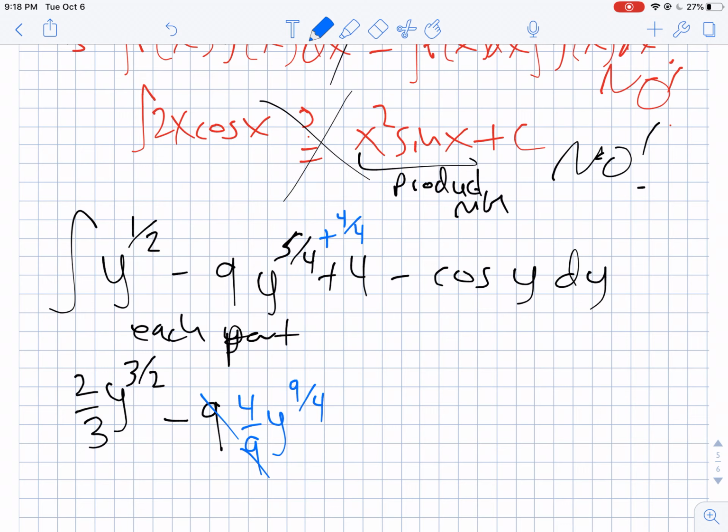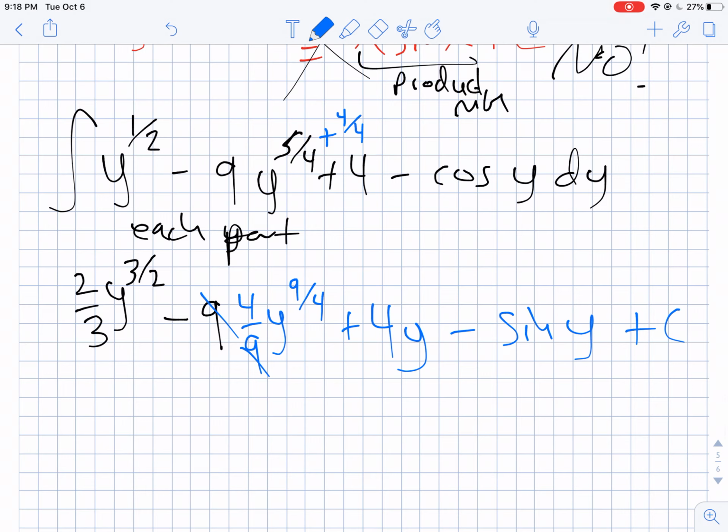Those will cancel. And then antiderivative of 4 is 4y minus, derivative of sine is cosine, we've been over that a bunch of times today, and then the plus c. No real way to clean this up other than just kind of canceling those 9s there. So just go part by part, and that's what these rules allow us to do, is just integrate each part one at a time. Okay, let's look at a couple other examples here.